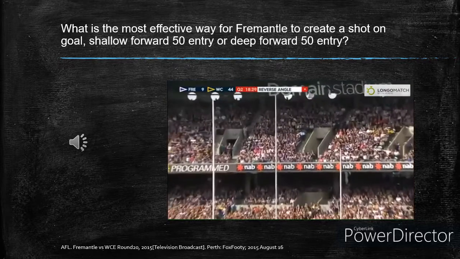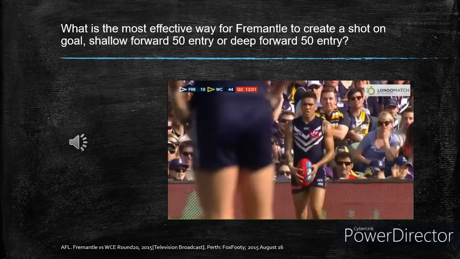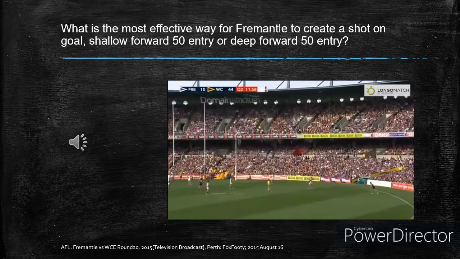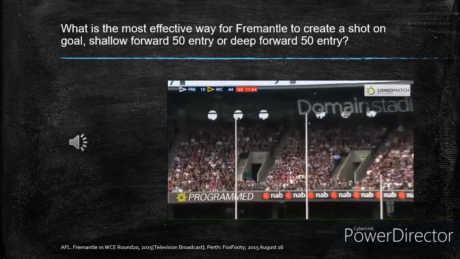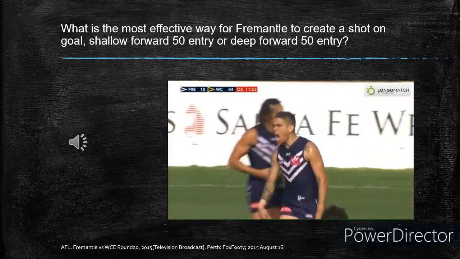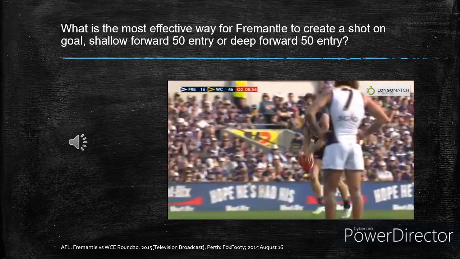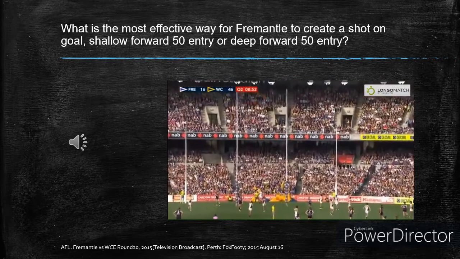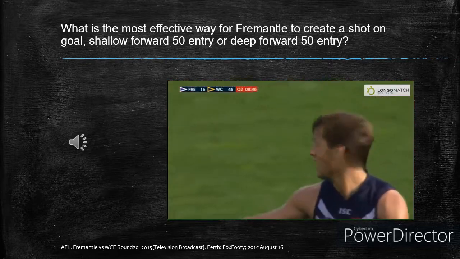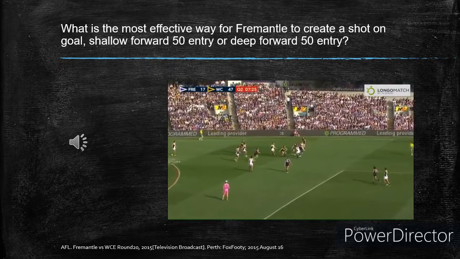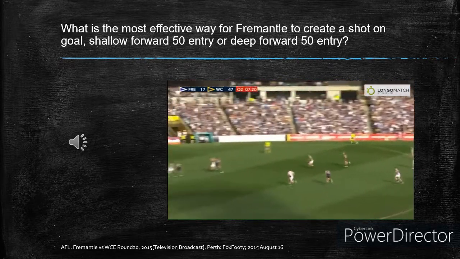When checking shallow and deep forward 50 entries against speed of inside 50 entry, it showed deep fast forward 50 entries resulted in shots on goal 33.8% of the time, and deep slow forward 50 entries resulted in shots on goal 100% of the time. Shallow fast inside 50 entries resulted in shots on goal 37.5% of the time, and shallow slow inside 50 entries resulted in shots on goal 40% of the time.